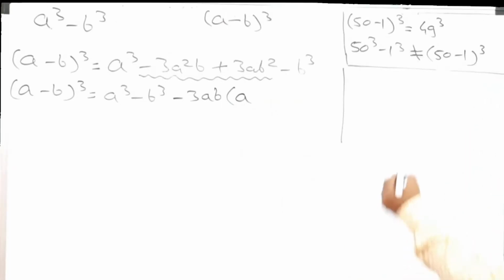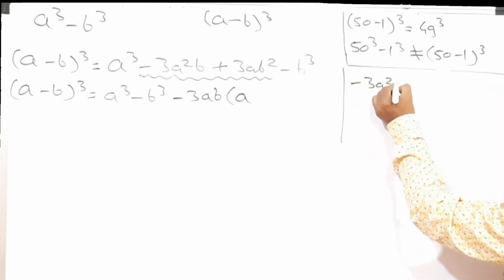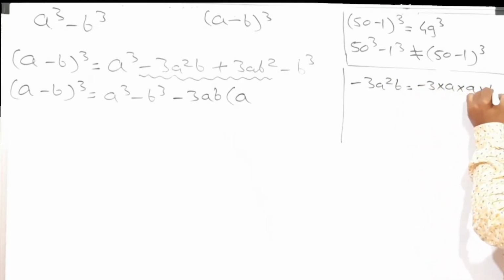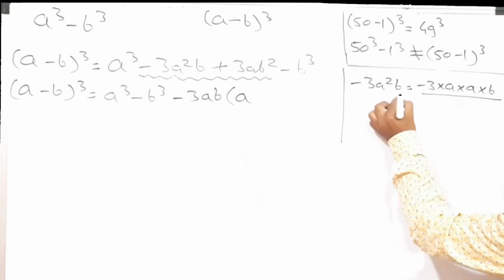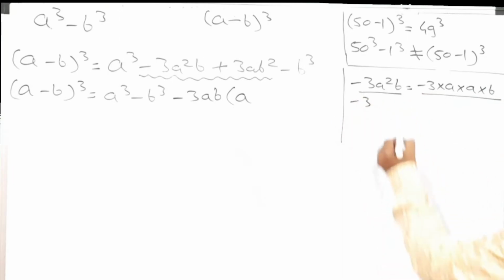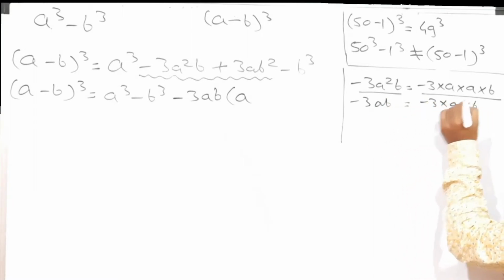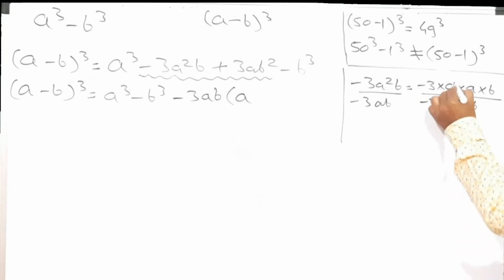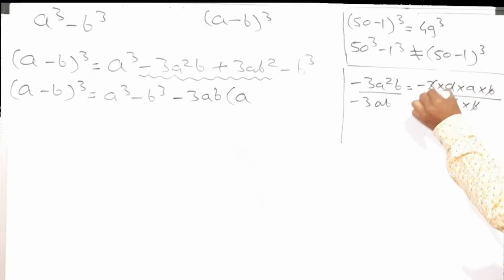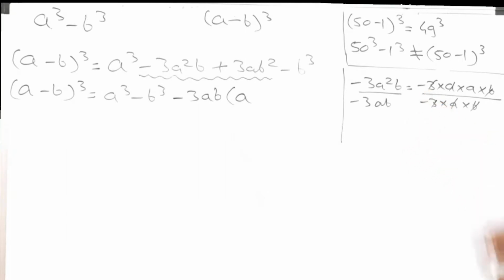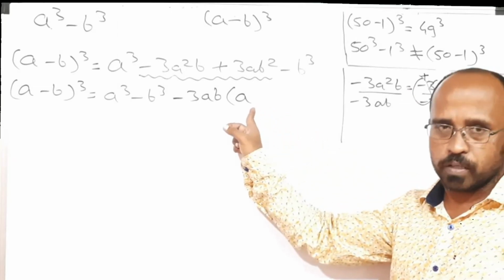How plus a? Minus 3a square b is nothing but minus 3 multiplied by a multiplied by a multiplied by b, divided by minus 3ab, which is nothing but minus 3 multiplied by a multiplied by b. So what will happen? a will cut, b will cut, minus 3 will cut, and minus minus, in the case of division, minus minus plus is the symbol. So our answer will be plus a. So here it will remain plus a.